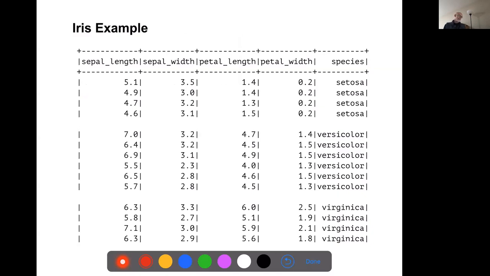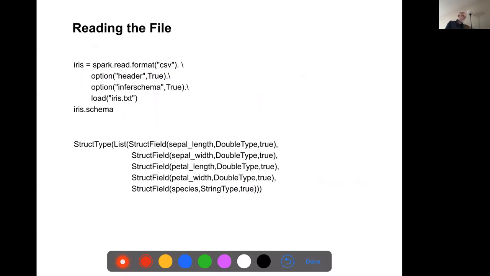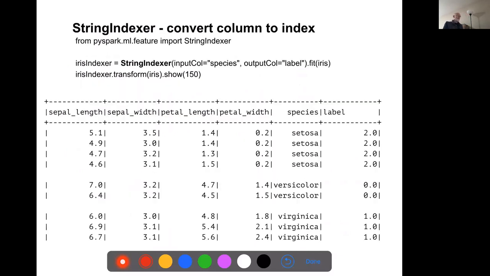So looking at, again, an overused example, measuring sepal and petal length of iris flowers on three different species. We need to actually read the file in, and here I'm using the schema to make sure that each field is correctly typed. Now the problem is species is categorical, but it's not numeric. And so I needed to create a categorical column that's numeric, and I used the string indexer to do that.